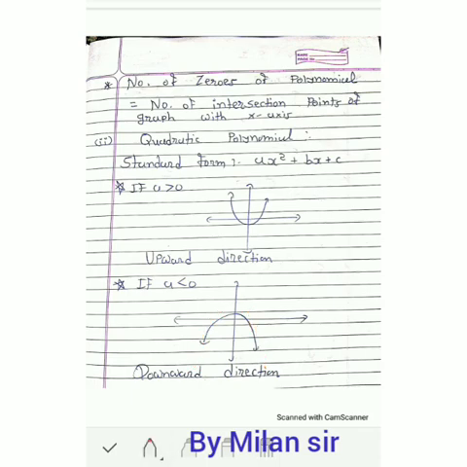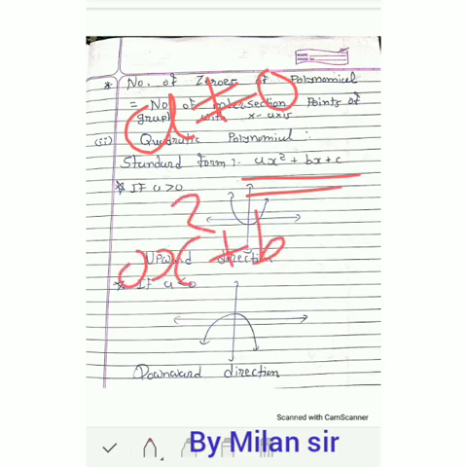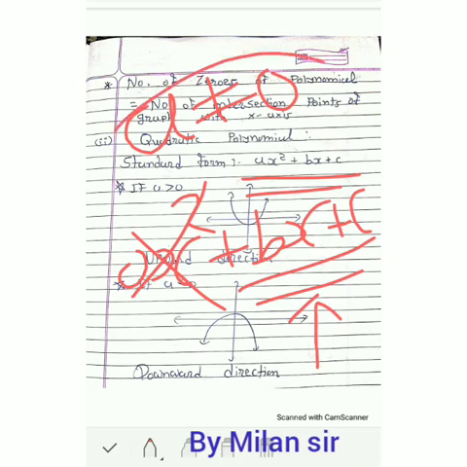One more thing, a cannot be 0. A cannot be 0, because if a is equal to 0, then put this value in this equation. That means 0x square plus bx plus c. But 0x square means 0, so only bx plus c you get, and this is a linear polynomial, not a quadratic polynomial. So for a quadratic polynomial a cannot be 0.